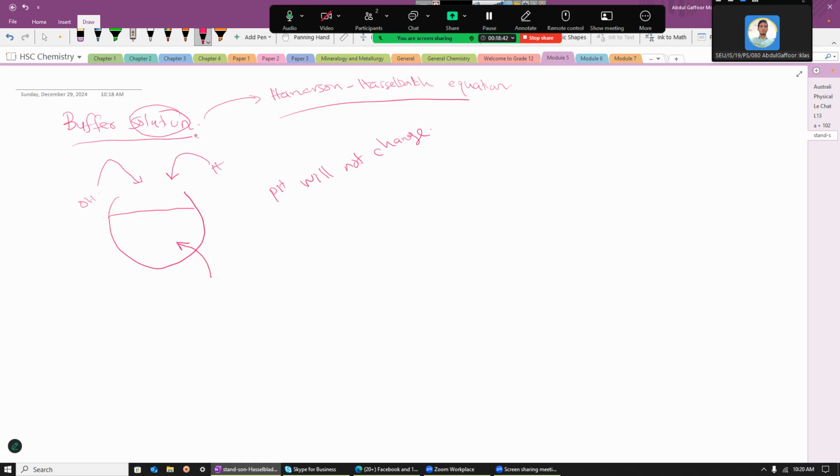We already discussed it should have the weak acid and its salt, or conjugate base. So it should contain either a weak acid and its weak acid salt, or a weak base and its weak base salt.